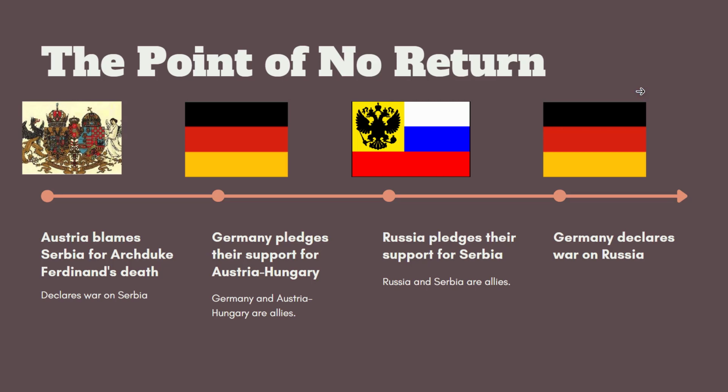At this point, this is kind of the point of no return. Because of that assassination, Austria blames Serbia for Archduke Ferdinand's death and declares war on Serbia. Germany then pledges their support to Austria-Hungary because they are allies. Russia pledges their support to Serbia because Serbia and Russia are allies, right? Germany, of course, because now Russia is in the game, declares war on Russia.